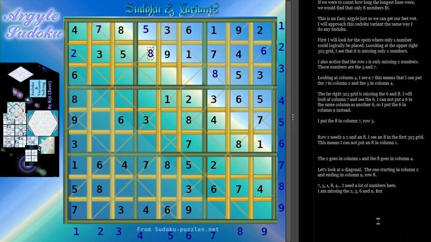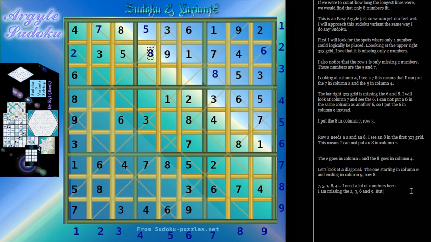Let's look at a diagonal, the one starting in column 2 and ending in column 9, row 8. 7, 5, 1, 8, 4. I need a lot of numbers here. I'm missing the 2, 3, 6, and 9, but only 3 of those numbers actually go in this line.